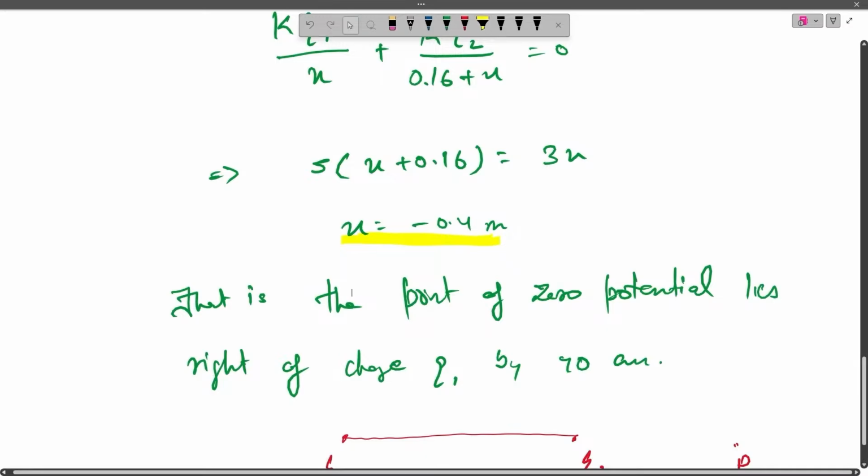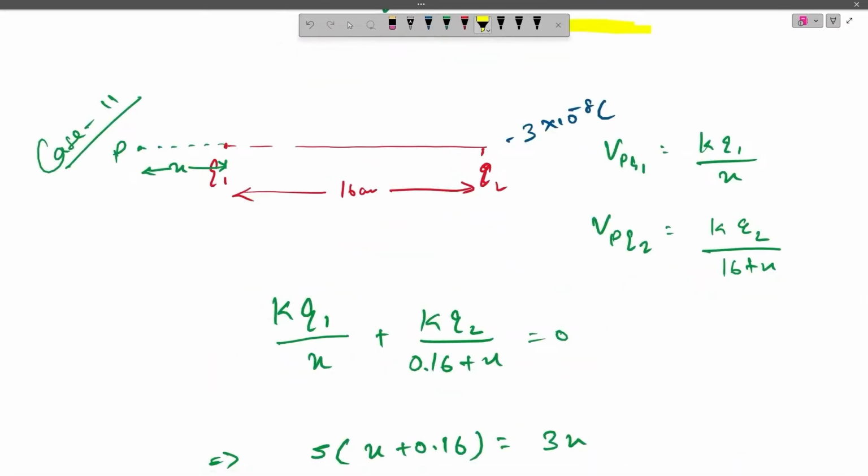After solving this we get the value of x to be -0.4 meter. The minus sign suggests that this point lies on the other side of the charge, 40 centimeter away from Q1. So 40 centimeter away from Q1 on the right side would be somewhere here. 40 minus 16 centimeter would be 24 centimeters. So the point is 24 centimeter away from charge Q2, or 40 centimeter away from charge Q1, on the right side.